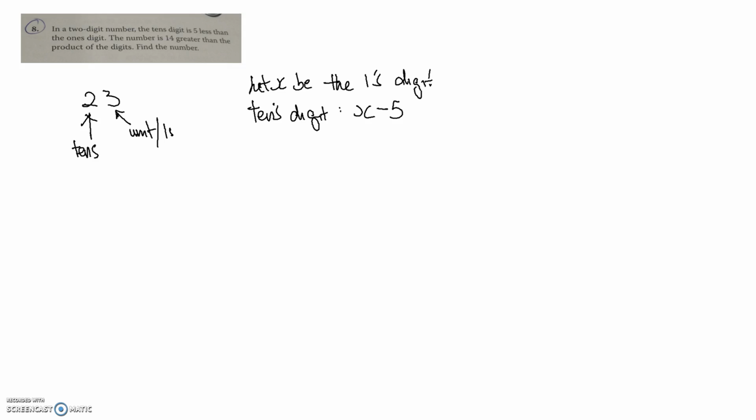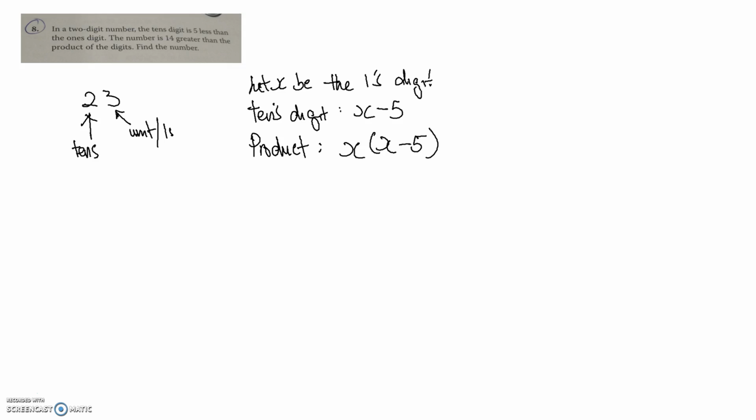Next, the next clue that we have: the number is 14 greater than the product of the digits. So you have two digits, x and x minus 5, and the number is 14 greater than the product of the digits. So what's the product of the digits? The product of the digits is x multiplied by x minus 5. So we need to find an equation to relate these two things, and how do we do that?